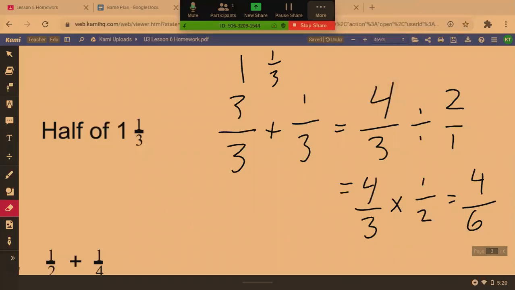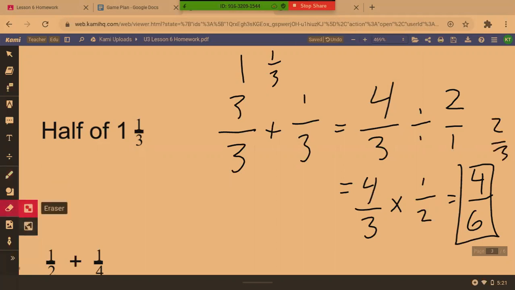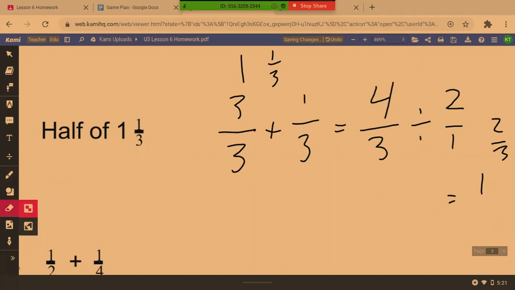Okay, here's the answer that I got. Check your work and see if it matches my answer. 4/6, which should simplify to 2/3. But if that's not what you got, don't worry. I'm going to walk us through. So let me erase my work so I can walk us through.